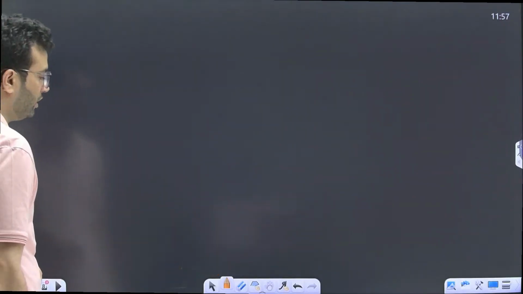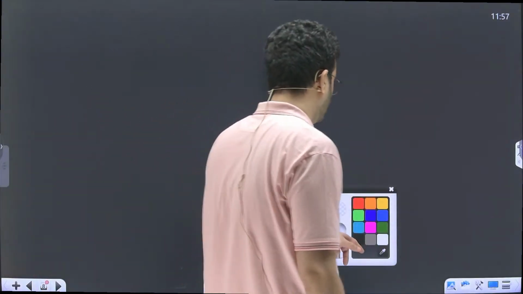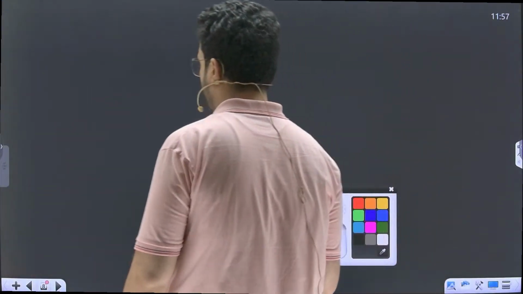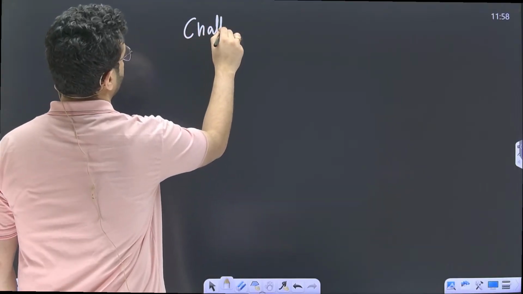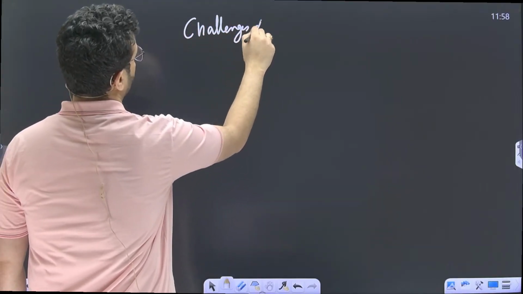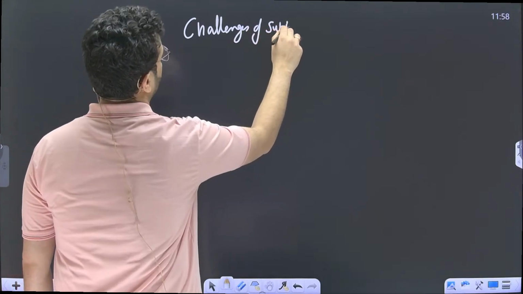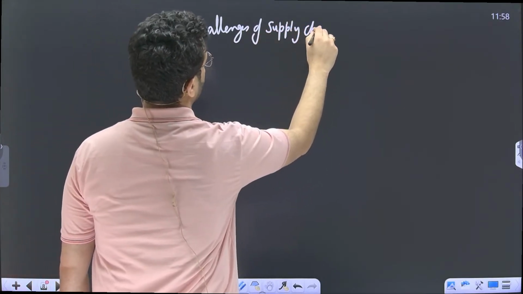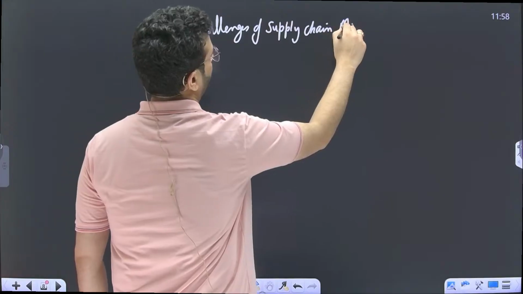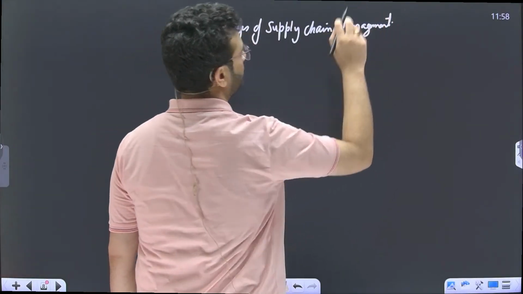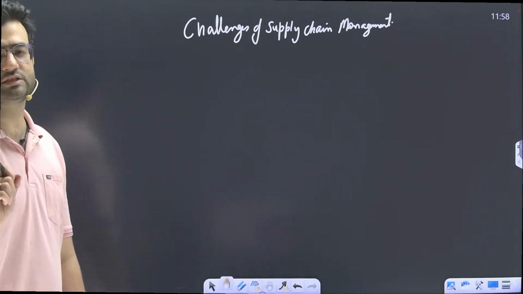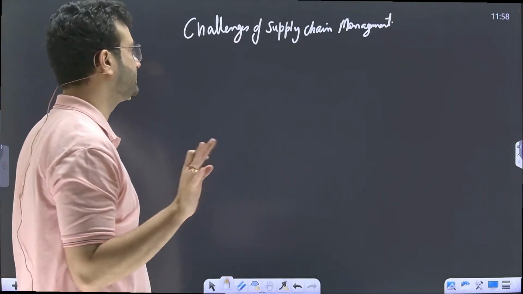Then we will talk about some of the challenges associated with it. What are the challenges of supply chain management? What kind of challenges is supply chain management facing?